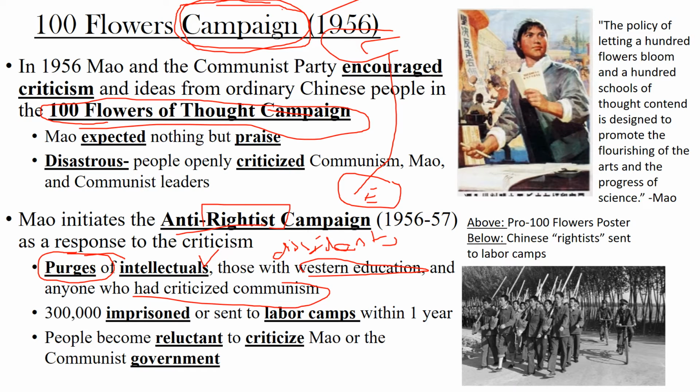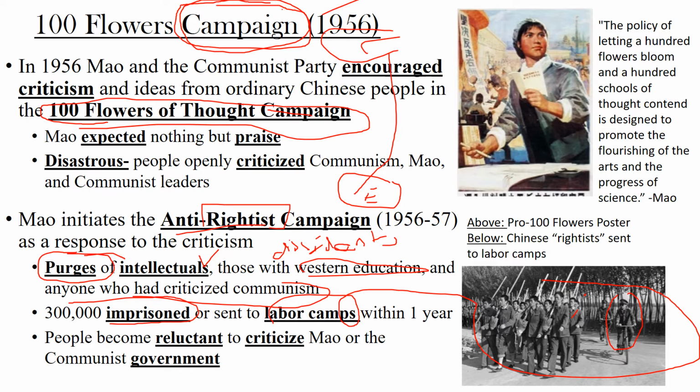And so during this purge, about 300,000 people are imprisoned or sent to labor camps. Yep, China's got labor camps too. Here's one of them. You got the Chinese communist officers riding on bicycles screaming at these people as they're marched to dig a pit or dig a well or dig a canal or dig whatever.